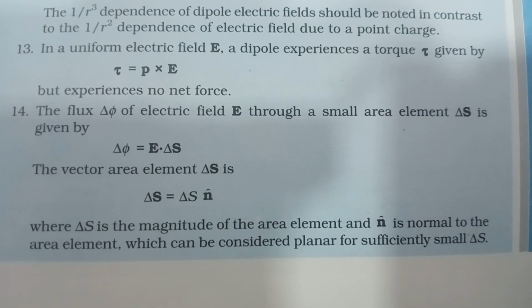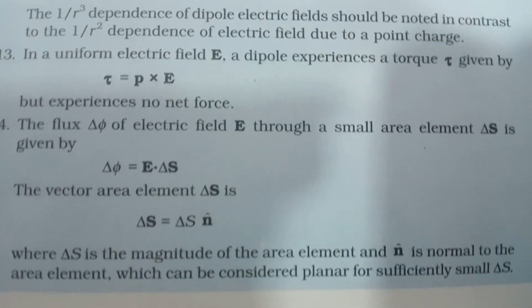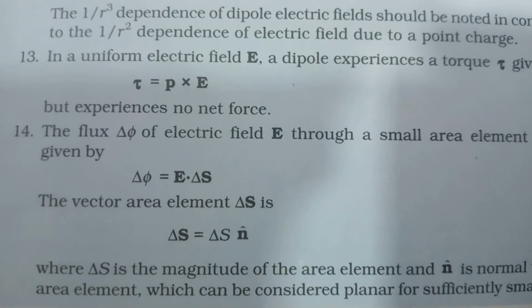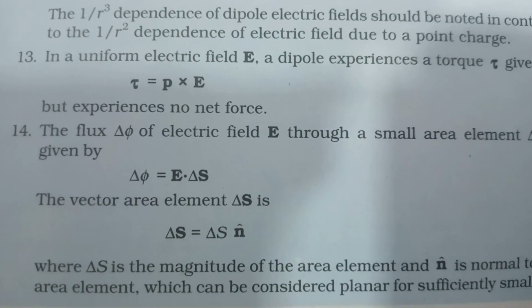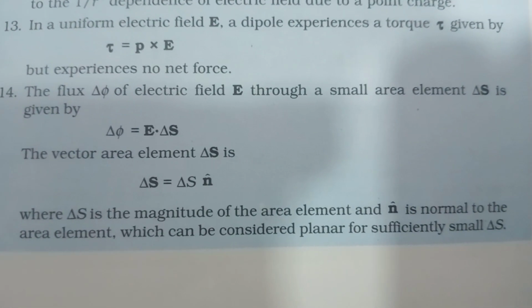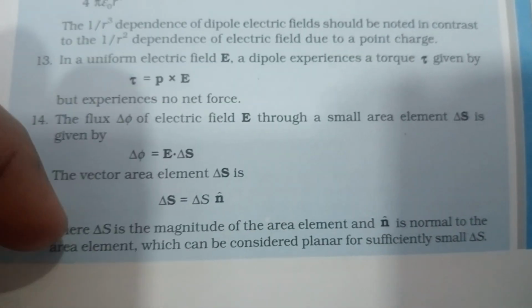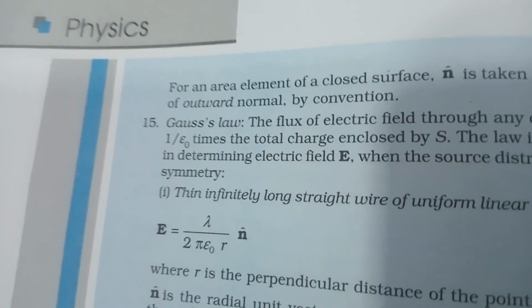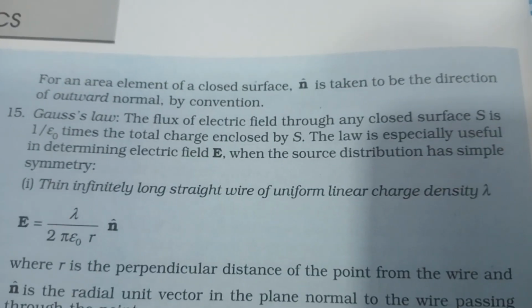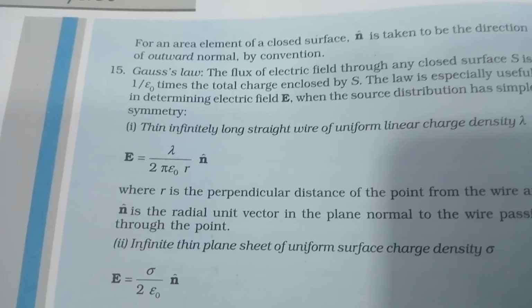The flux delta phi of electric field E through a small area segment delta S is given by delta phi is equal to E dot delta S. The vector area element delta S is equal to delta S n cap, where delta S is the magnitude of the area element and n cap is the normal to the area element, which can be considered planar for sufficiently small delta S. For an area element of a closed surface, n cap is taken to be the direction of the outward normal by convention. Gauss law.